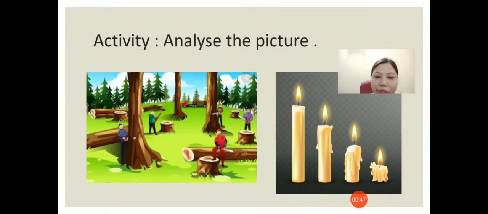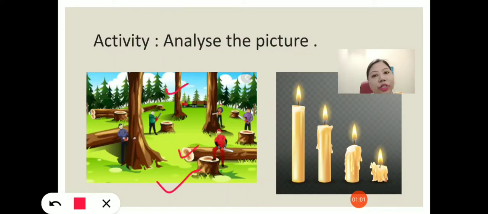Here are two pictures. Now we will analyze these two pictures. In the first picture you can see that some people are cutting down the trees. And here you can see a tree which has not been cut, and here a tree which has been cut. Now you can see the difference between the tree which is cut and not cut. That means some type of change has taken place.